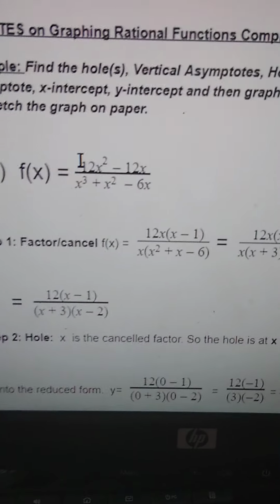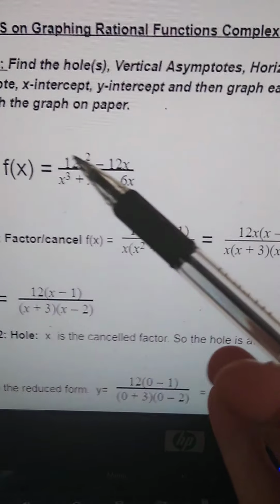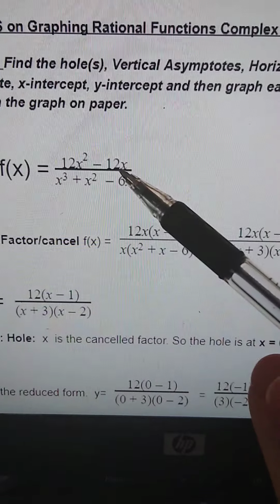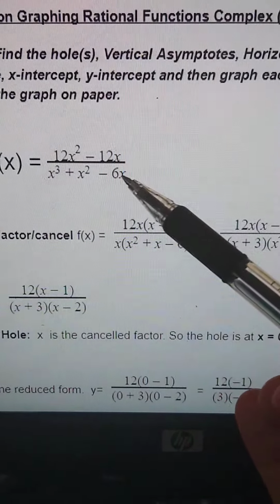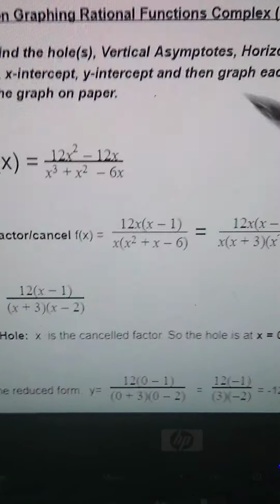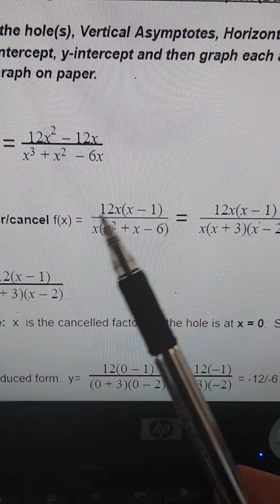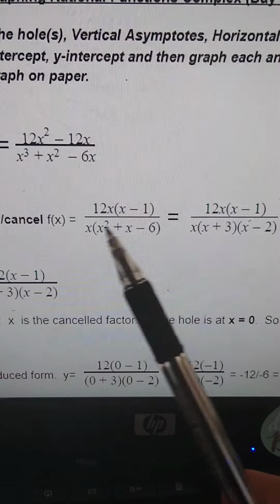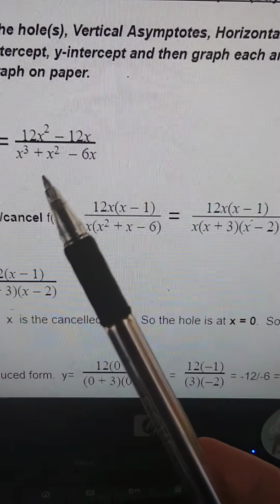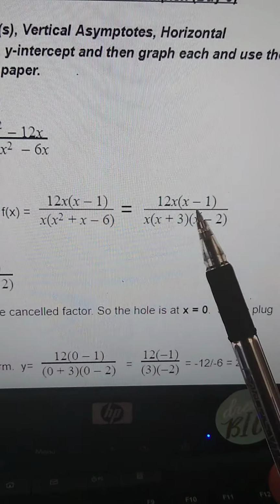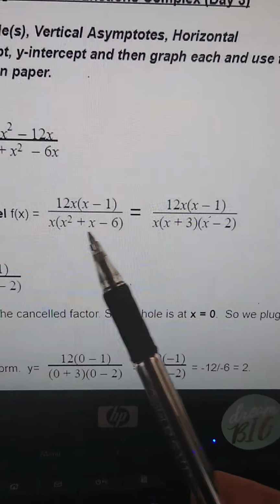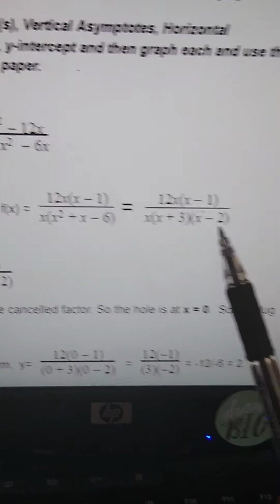And I see, first of all, in my numerator that I have a GCF. They both share a 12 and they both share an x. So we'll take a GCF out there. The denominator also has a GCF of x, and we'll be able to factor it. So take out the 12x in the numerator, x minus 1. Take the x out of each term in the denominator, and then this factors again. So same numerator, factors of 6 that give me 1, x plus 3, x minus 2.